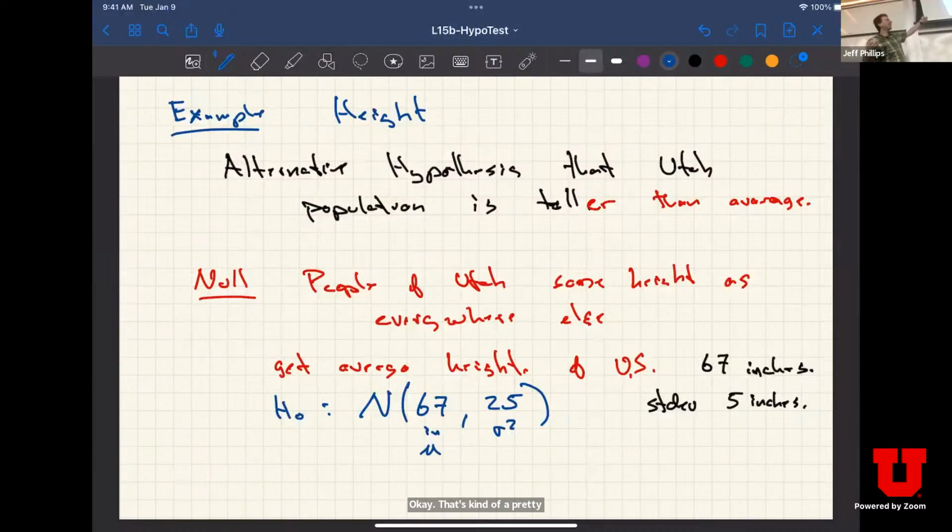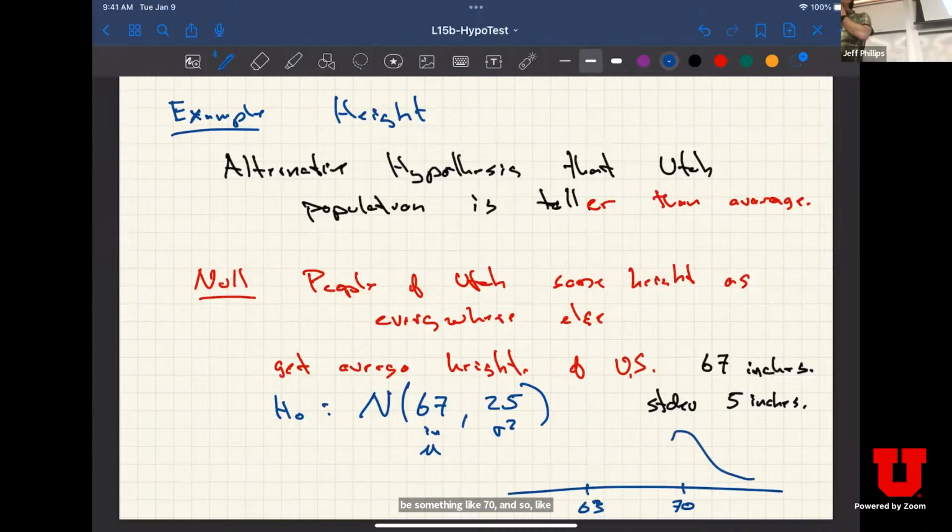Is that a good choice here? It's probably going to work okay. If I look at the actual heights in these states, you'll see it doesn't actually look like a normal distribution. The actual heights will look like there'll be something like 70 and 63, and there'll be two bumps. It's not going to look like a normal distribution.